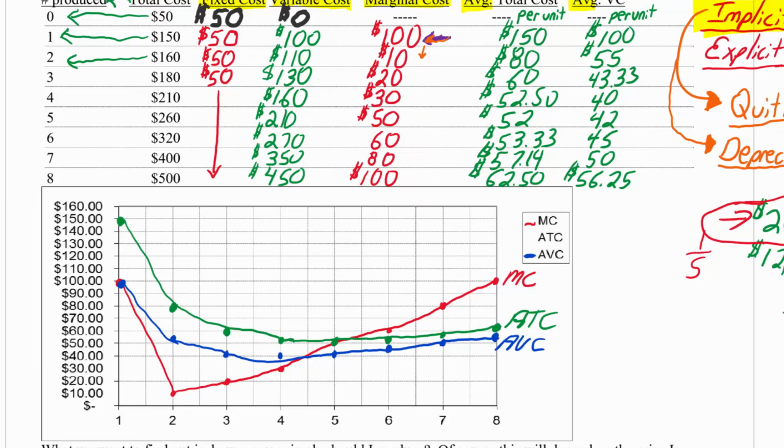Another reason is I might have to start paying you overtime. In many countries, including the United States, as we produce more units and we keep you later and later through the day, at some point we have to start paying you 150% of your wages for additional hours. So that might be another reason why this marginal cost goes up as we produce more units.